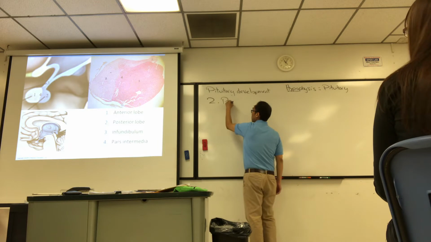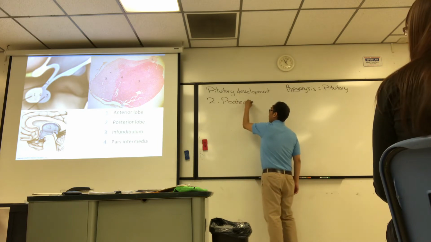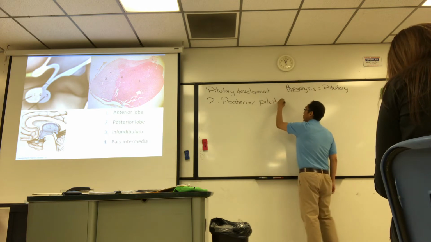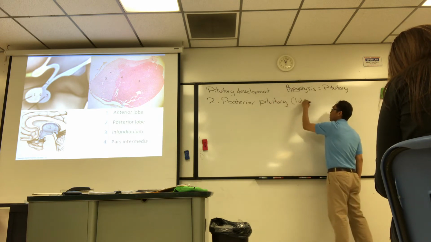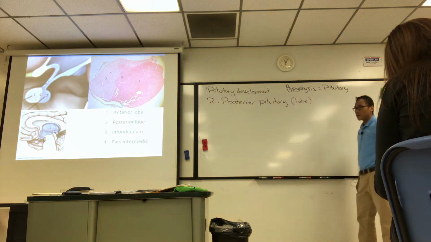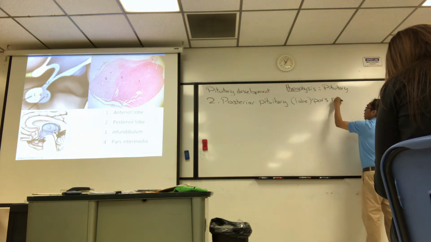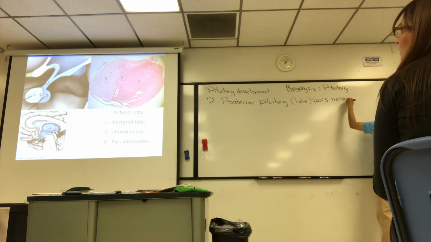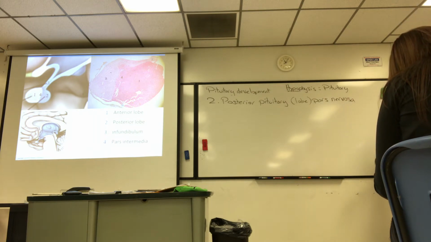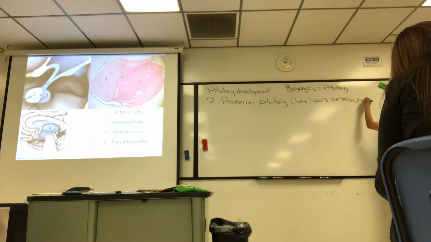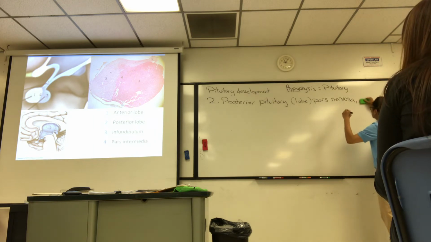Number 2, posterior. Posterior pituitary or lobe is what you can call it. You can also call it pars nervosa, or you can call it neurohypophysis. I think it's called all those things. Neurohypophysis.